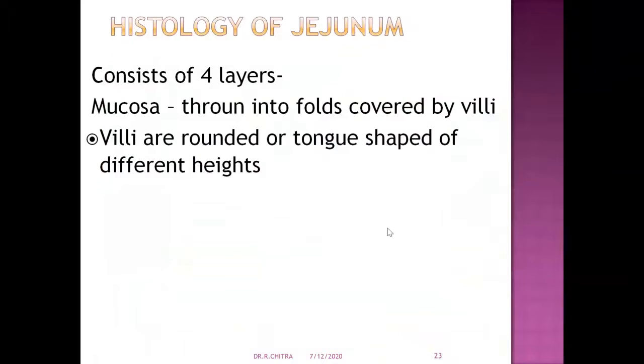Histology of the jejunum. This histology of the jejunum, if you see same four layers, mucosa is thrown into folds, same like other parts of the small intestine. Villi are rounded or tongue shaped of different heights.